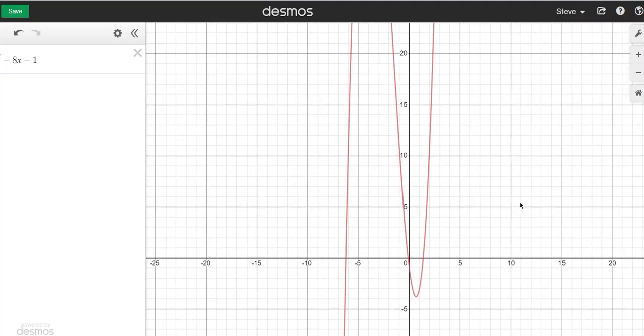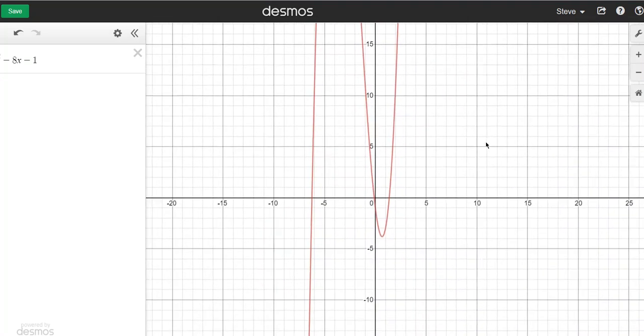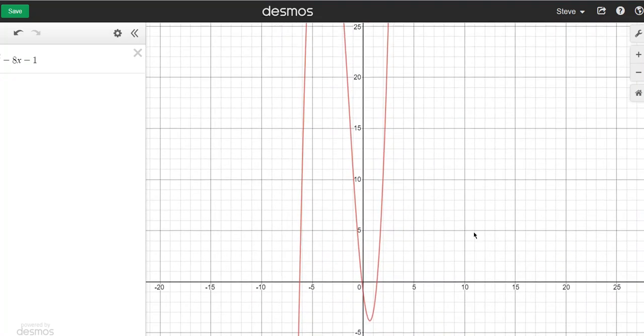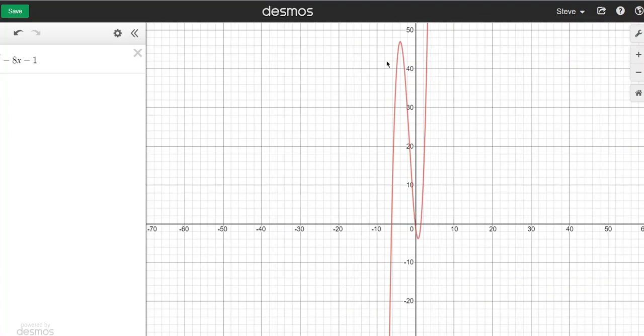The nice thing with Desmos is I can zoom in and zoom out, and if I need to get the relative maximum point, I'm going to have to go way up like this, and I can click right here. There's my relative maximum point right there. I'm probably going to say it's negative 4 comma 47. If I want to get my relative minimum, that's this guy right here, and you could probably say that's 0.67, negative 3.8, right?